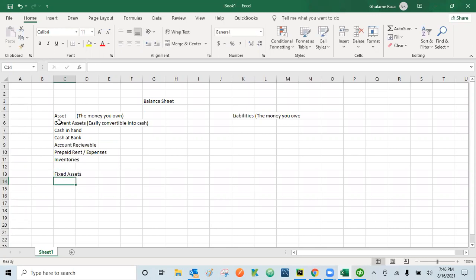So let's say if I buy something, the intention of buying is not selling. Let's say if I buy a property to start my business there. So when I buy it, it means I don't have intention of selling that property. So that property is my asset.